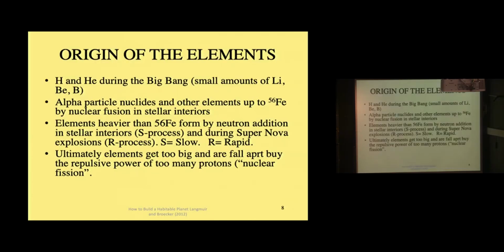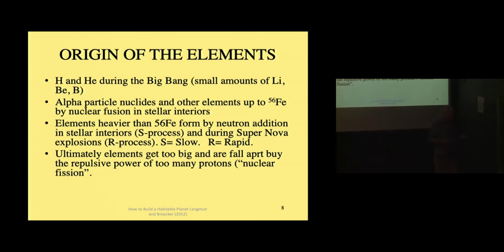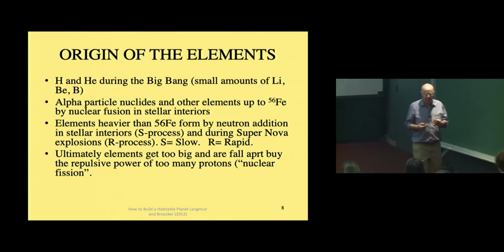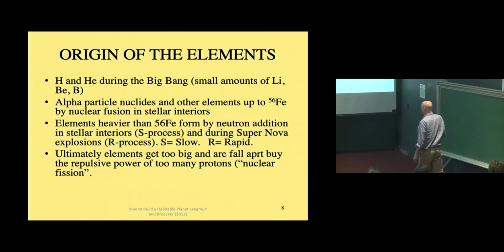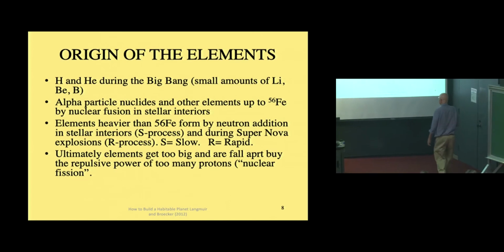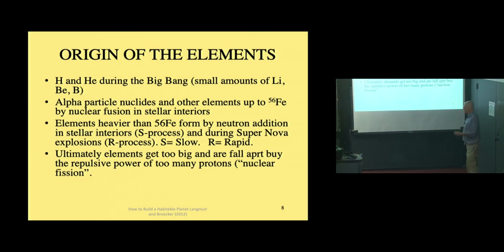So this is then what I want you to remember, that the elements are made in really 3 different ways. During the Big Bang, you make hydrogen and helium and little tiny bits of the next 3 elements, which are lithium, beryllium, and boron. And then, once you get a star that's big enough, you make the alpha particle nuclides. That's things like carbon, oxygen, magnesium, and other elements, up to iron 56. All of that is happening by nuclear fusion in stars. And elements heavier than iron 56 formed by neutron addition in stellar interiors.